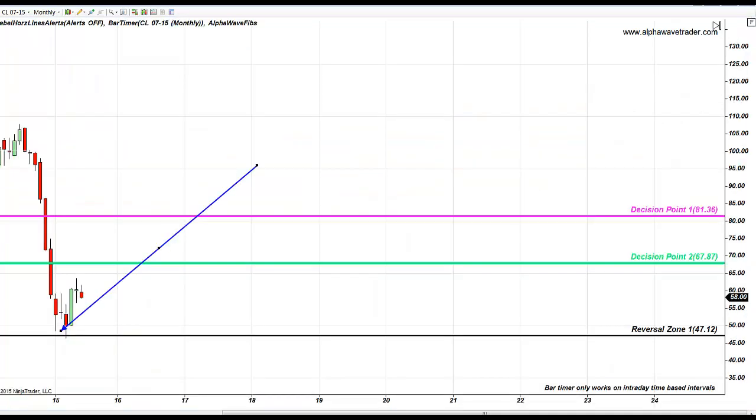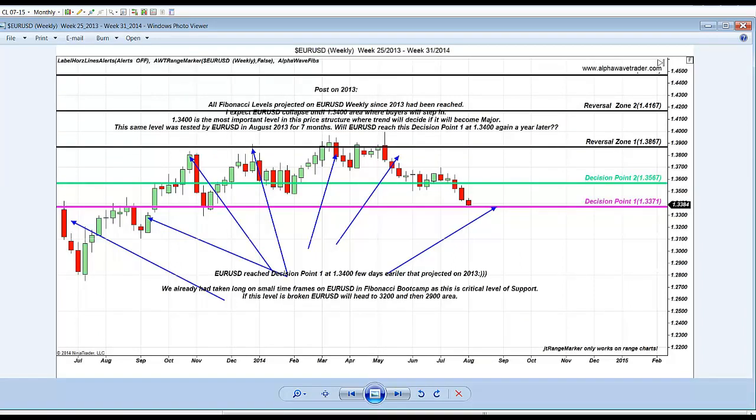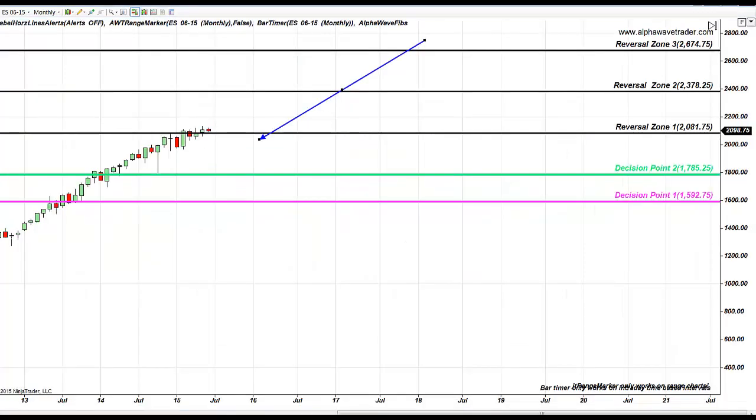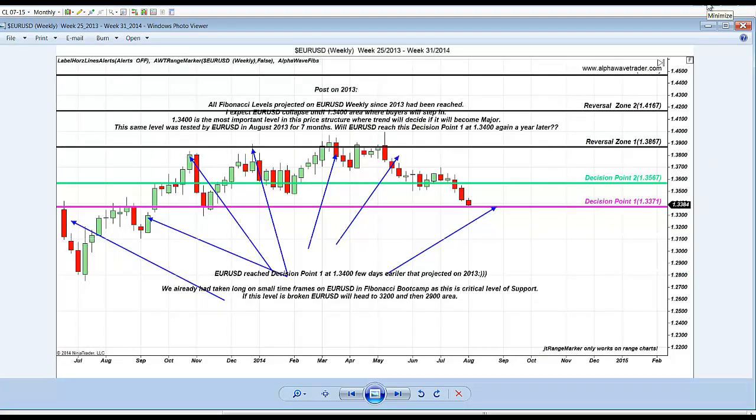Do you know where euro reversed from? Does this look familiar? Reversal zone? Does this look familiar where we are right now on S&P monthly? Where is euro now? And that's what will happen with S&P.